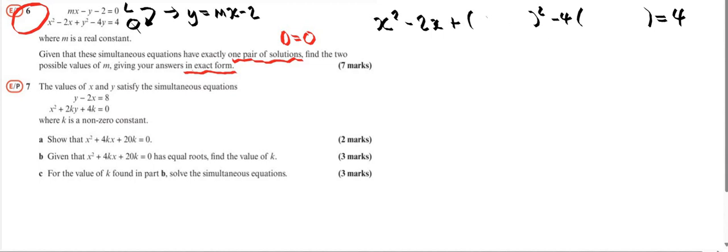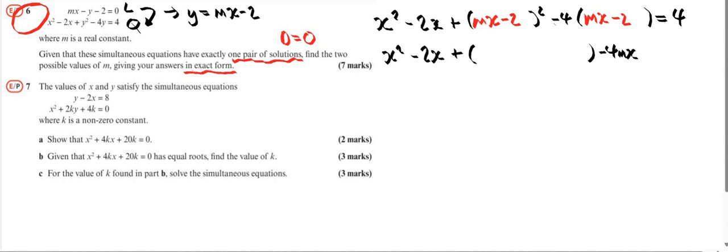Right, now let's put in my y. And we can see now there are only x's and m's. So let's expand these out. Remember, I've got x squared, taking away 2x. I'm adding that quadratic, and I'm taking away 4mx minus 4 times 2. I'm adding 8, and that equals 4.